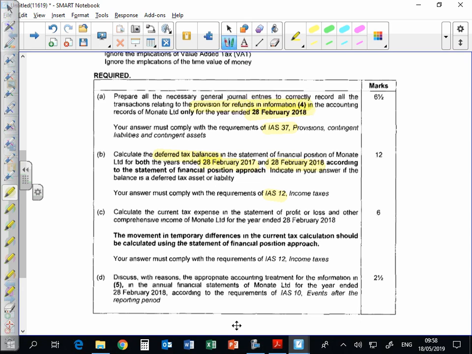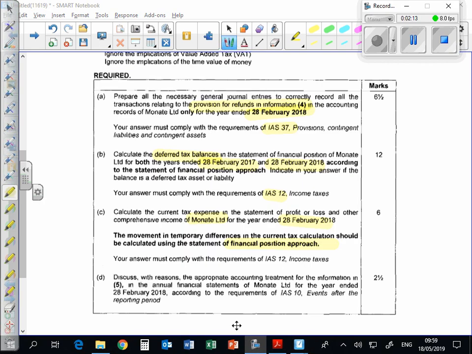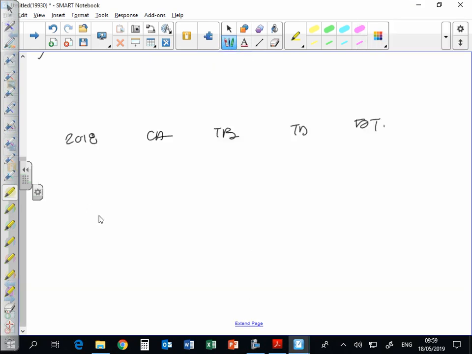Calculate the current tax expense in the statement of profit and loss and other comprehensive income for Munante Limited for the year ended 28 Feb 2018. And the movement in temporary differences must be calculated on the statement of financial position approach. Right. Question C. I'm going to just continue on this one big page, and we will start with our profit before tax.